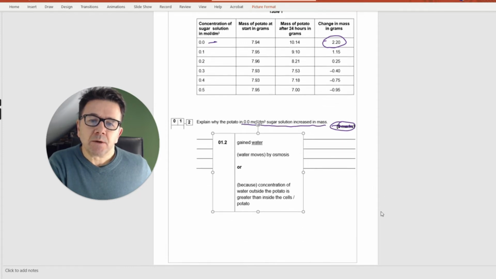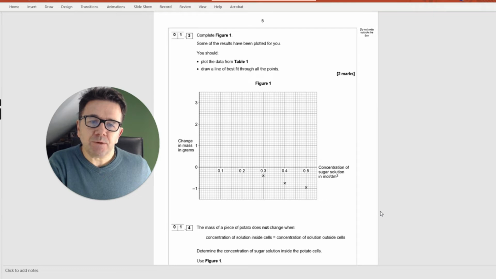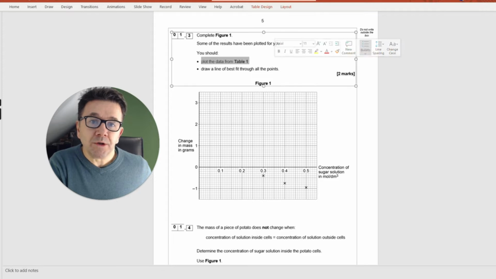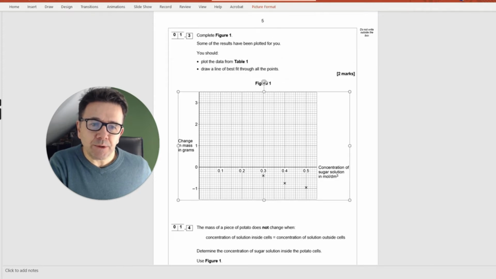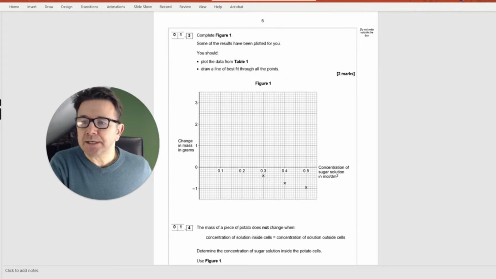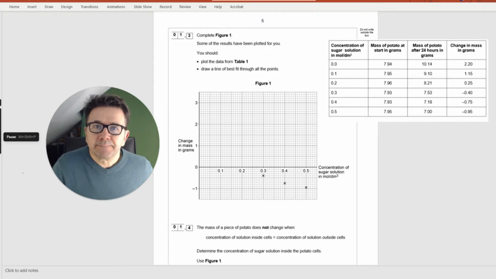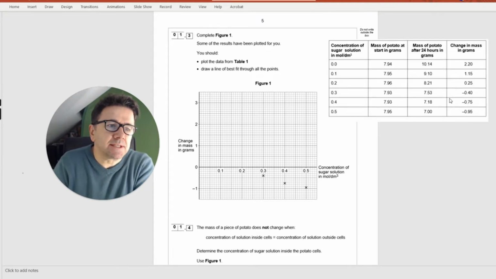Question 1.3, okay, they give you a graph, and they say some of the results have been plotted for you. You should plot the data from table 1, draw a line of best fit through the points. So let's have a look at how you would do that. So here's the data, and we've got to plot the 0, 0.1 and 0.2. So the first one is 2.2, so it is right there.